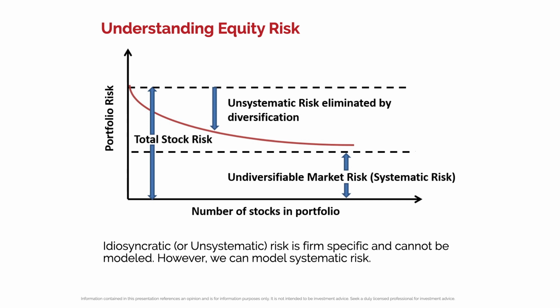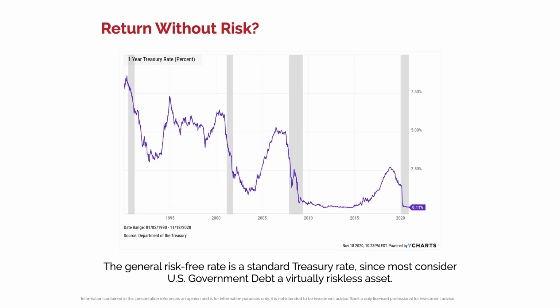So remember, if you hold one stock and that company goes bankrupt, you're going to lose all your money. But if you hold 100 stocks and just one of them goes bankrupt, you're still going to be doing pretty good because you've diversified away your unsystematic risk. Now, we have this concept of risk, and we'll think about this in a moment here. Is there a return without risk?